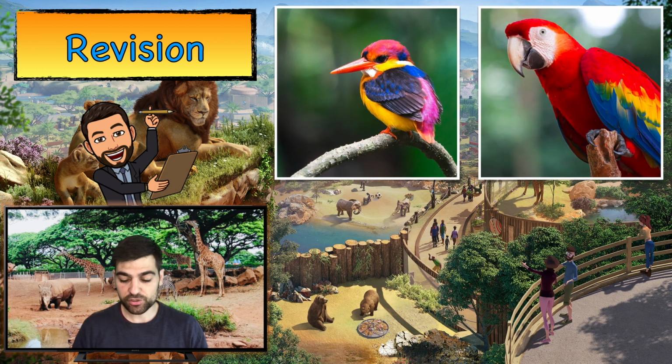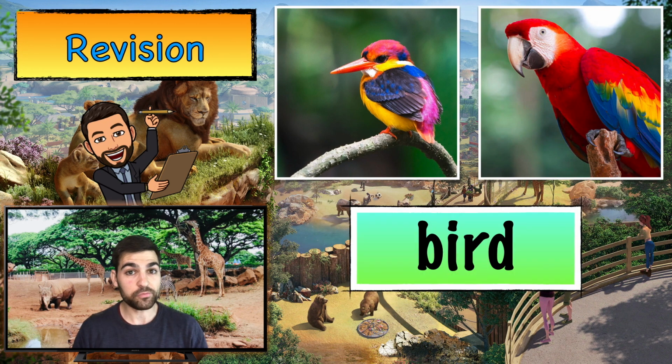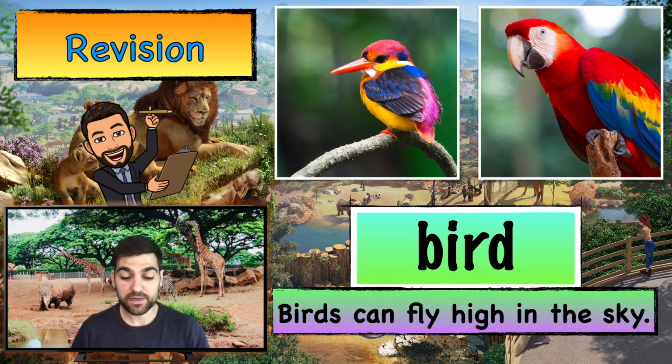The next two pictures, this animal is the bird. Now there are many different birds as we discussed before. We have parrots, seagulls, ostriches. And now the fact about the birds. Birds can fly high in the sky.